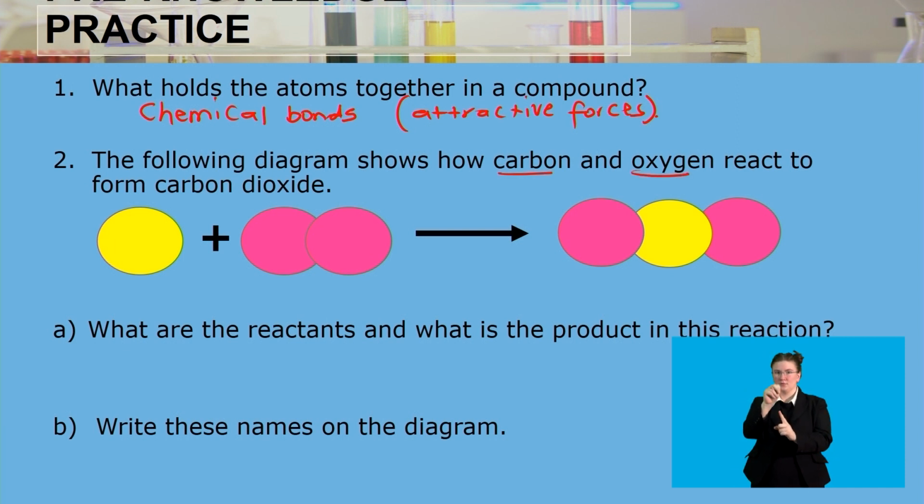carbon dioxide. So the carbon and the oxygen are going to react to produce something, and that something is carbon dioxide. So on this diagram that we're given, we need to have carbon and oxygen producing carbon dioxide. We also need to know that oxygen is an example of a diatomic molecule. So that means it exists as two.